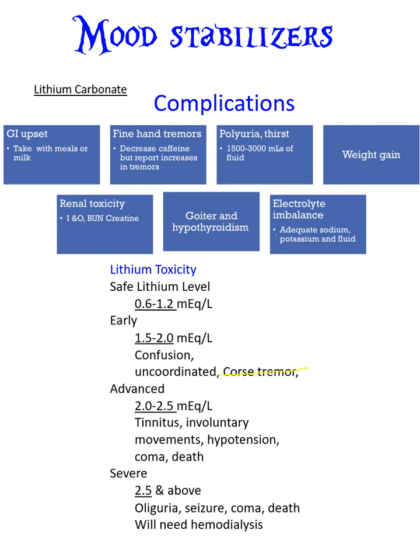So big key points in here. Big points: goiter and hypothyroidism, electrolyte imbalances, and that polyuria and thirst.